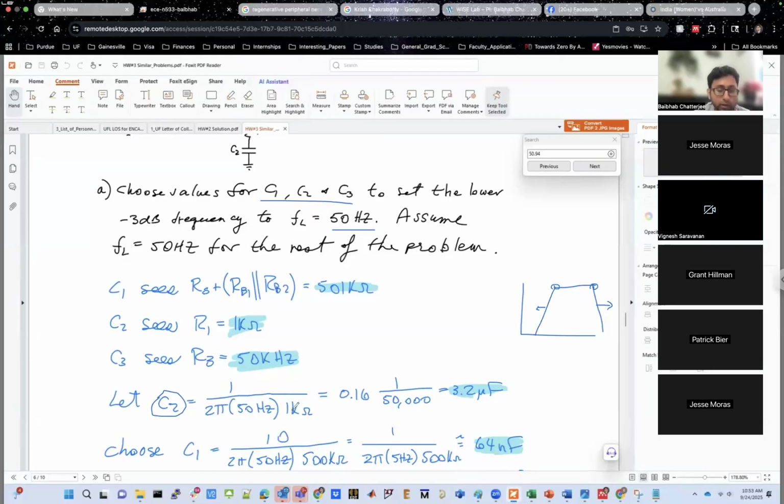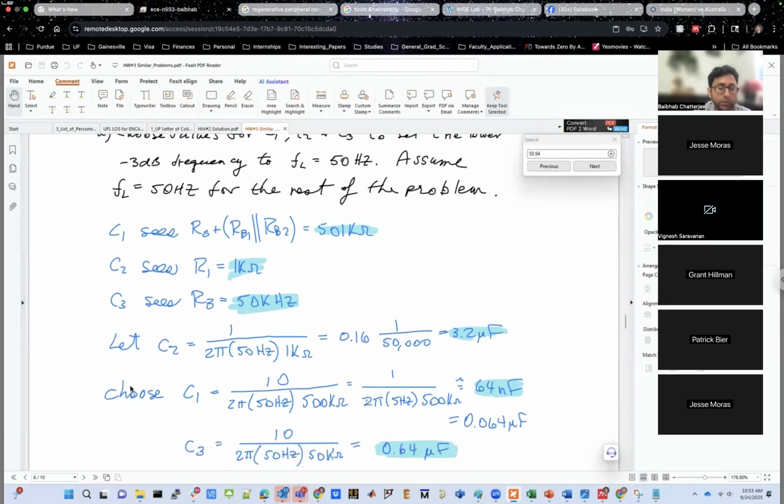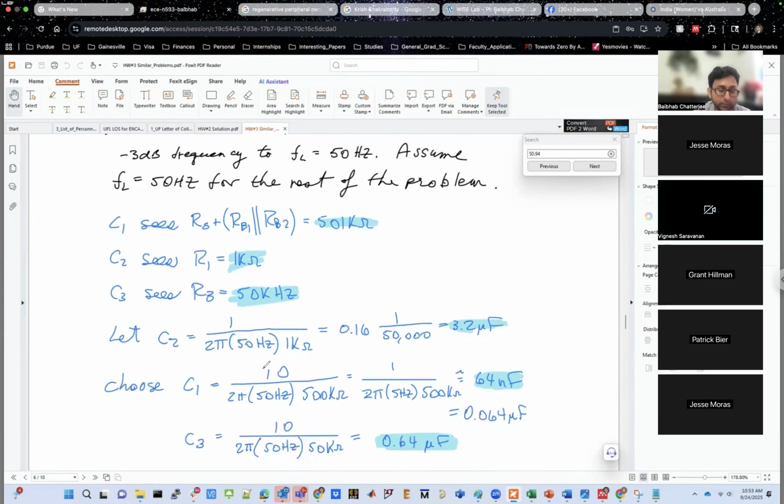If you choose C2, of course, the resistance associated with C2 is 1K. The frequency at which you want to place the dominant pole is 50 Hertz. You can calculate your C2. Similarly, you can calculate your C1 and C3. But for those, you have to consider that you want non-dominant poles. So let's say you want 50 Hertz divided by 10, so much, much smaller than the dominant pole frequency. That's what you want for C1 and C3 related poles.